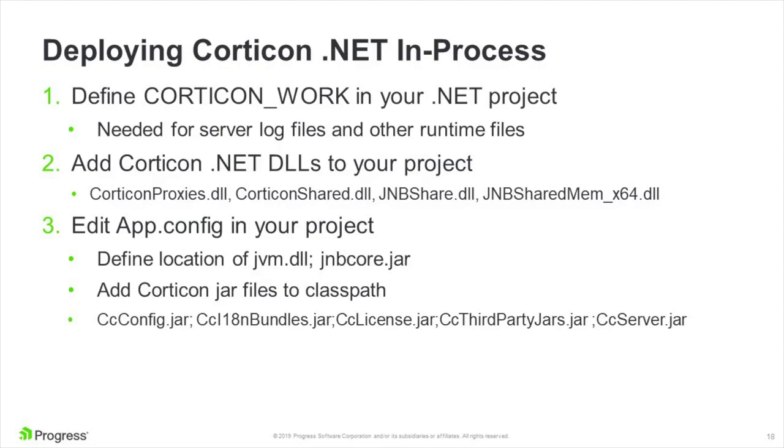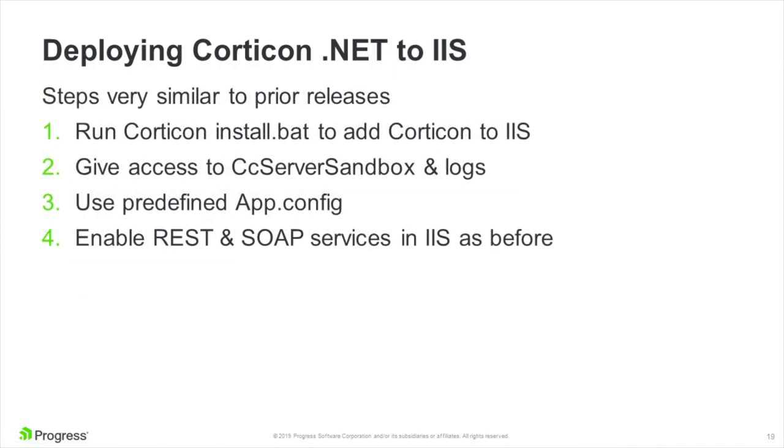We provide sample projects that have the settings, so you can, for the most part, just cut and paste them into your existing projects. If you're deploying to IS, the steps are similar to what they were in prior releases. We provide a script that will install the Corticon web application into IS. You will have to take a few steps as you did prior to give Corticon access to where to write the sandbox, the log files, the runtime stuff that gets written during execution. We provide an app config that will define the properties for Corticon for the REST and SOAP services, and any other changes that you made in terms of securing endpoints and so on, you would make as you did prior.